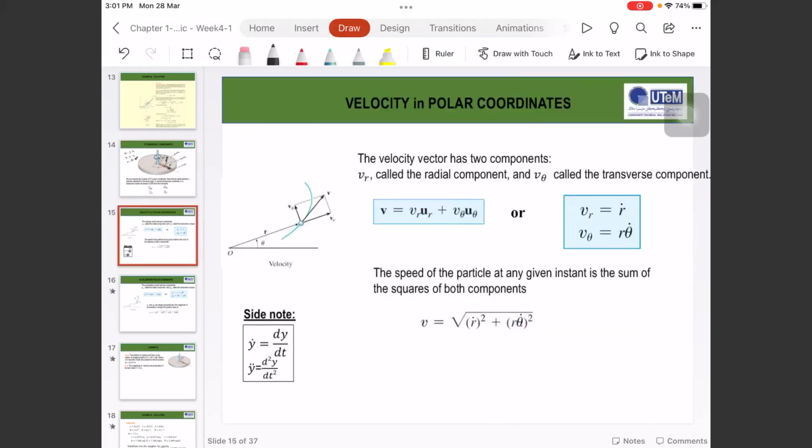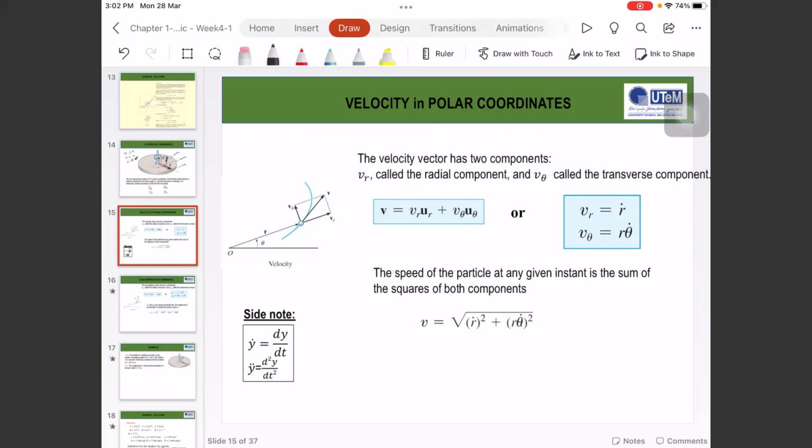Kalau you nak know how they derive this equation, you can refer to textbook lah. Okay, sini saya tunjuk je equation ni. So VR is basically equals to R dot, V theta is equals to R theta dot. So equation ni you no need to remember. Kalau masuk exam pun kita akan bagi lah, we will give this equation.